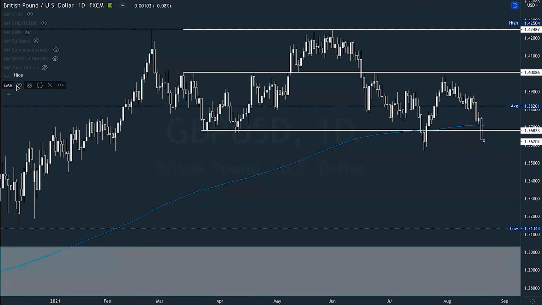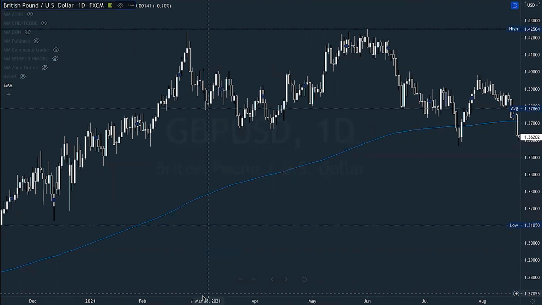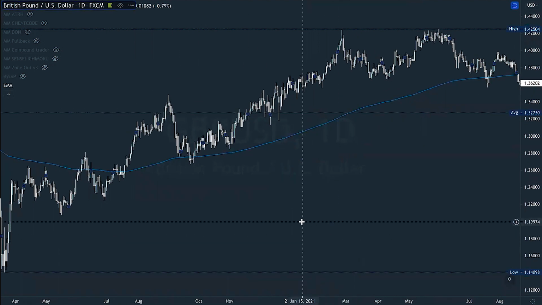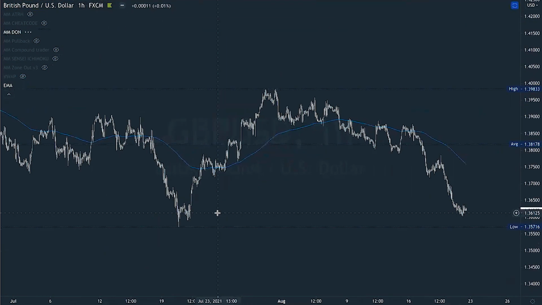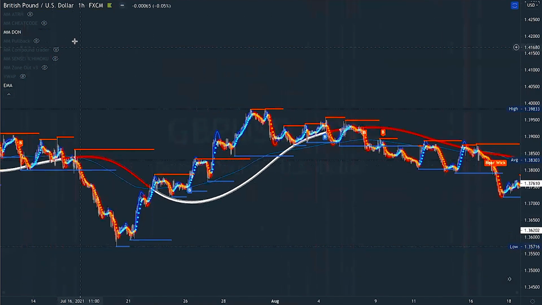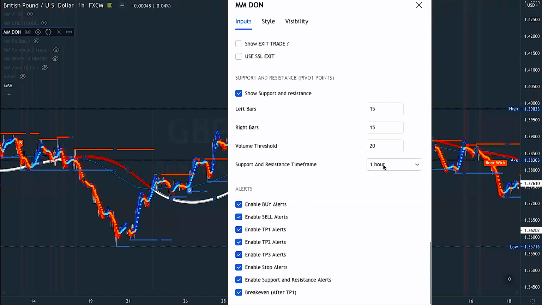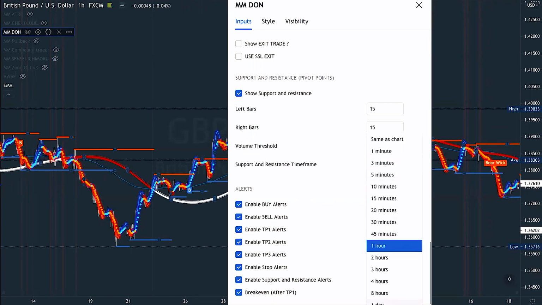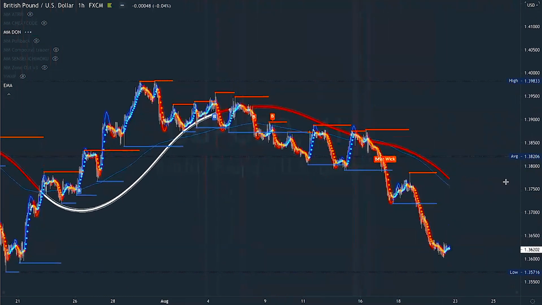Now, I build in support and resistance into my algos, such as the Dawn, right? The Dawn has built-in support and resistance zones for you. This is showing on the daily. So if I'm on the 1 hour, this is the Money Moves Dawn. You scroll down to the bottom, show support and resistance. I can show support and resistance on the same time frame I'm on, or I can show support and resistance on any other time frame, such as the daily, weekly, while staying on the same chart.